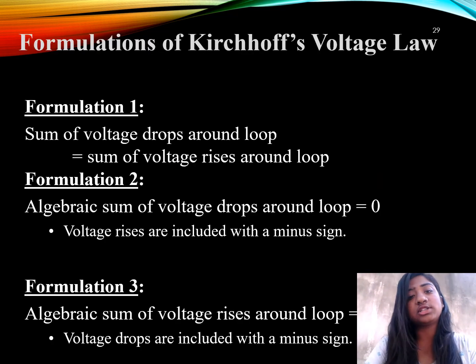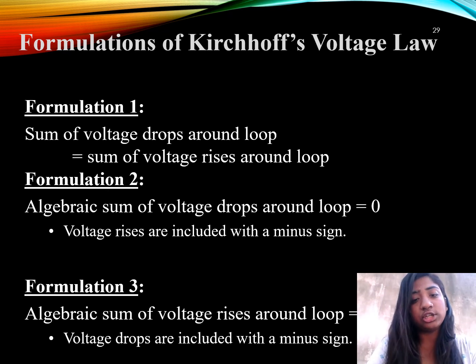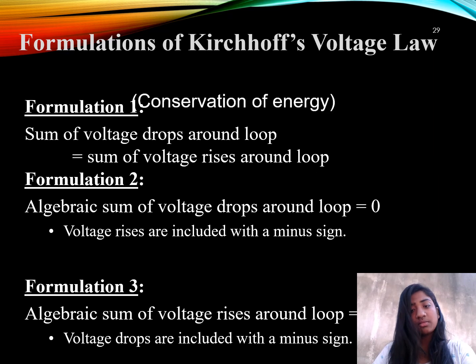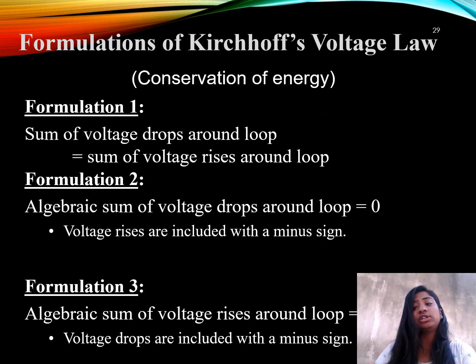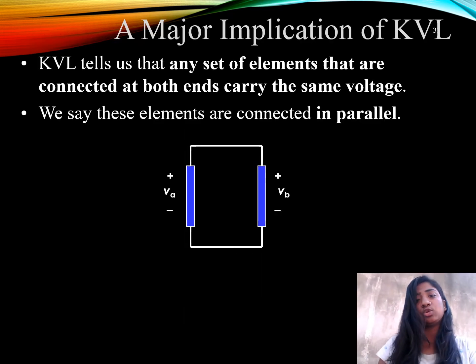Formulation of Kirchhoff's voltage law. Sum of voltage drops around the loop equals sum of voltage rises around the loop. Algebraic sum of voltage drops around the loop equals 0. Voltage rises are included with a minus sign. Algebraic sum of voltage rises around the loop equals 0. Voltage drops are included with a minus sign. This is about the conservation of energy. Look at the first sign you encounter on each element when tracing the loop.